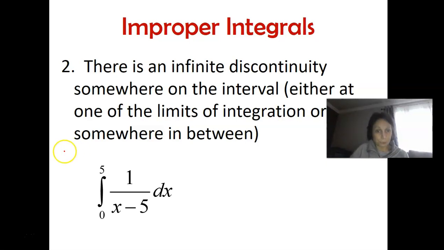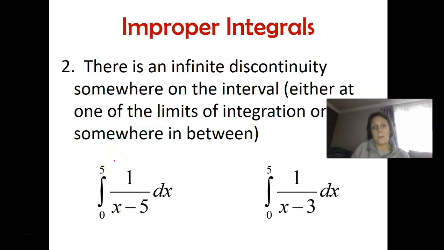So again, if you have something like 1 over x minus 5, at 5 you're going to have an infinite discontinuity. This is a no-no. Or it could happen like this, where the infinite discontinuity is at 3, which is on this interval. Now you may notice these are a little less obvious than the last kind. If you have a limit of integration that's infinity, it usually pops right out at you. These are kind of sneaky. They're hiding.